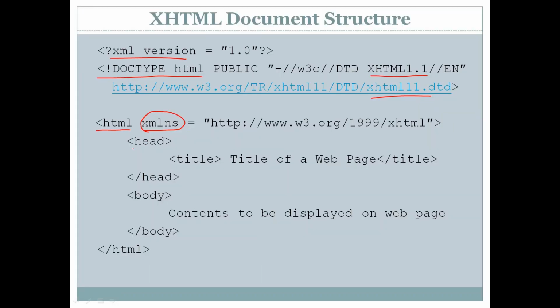Then a document should have a head tag which includes the title, which is displayed in the title bar of a web page, and then a document should have a body which includes the content to be displayed on the web page, and lastly the body and HTML have to be closed. So this is the general structure of an XHTML document. Every XHTML document should include these elements. Okay, let's try to understand the elements which have been included here one by one.